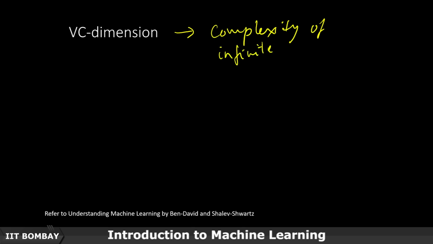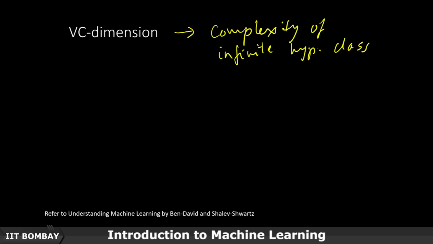So here, to define basically the complexity of infinite hypothesis classes, we use something called VC dimension, Vapnik-Chervonenkis dimension, named after the people who proposed this.